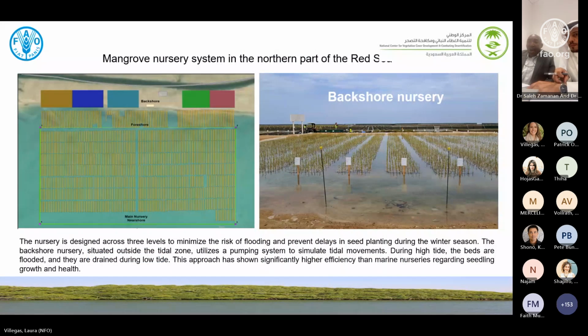This shows the nursery systems and one of the innovative procedures for nursery selection. We have some problems establishing nurseries in the sea. So now we have a backshore nursery, or land nursery, to produce the seedlings, and this is actually a very successful case. And in most of the northern Red Sea, we have now started to produce seedlings through a system to have very fast-growing seedlings. Then we go for transplanting.